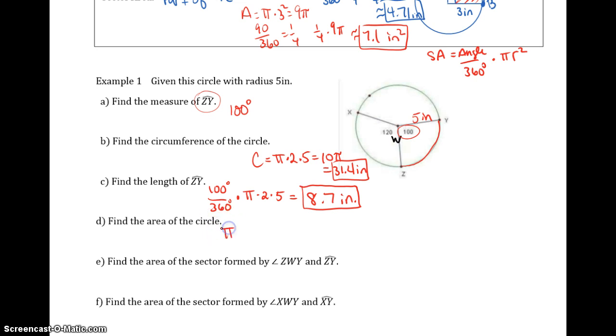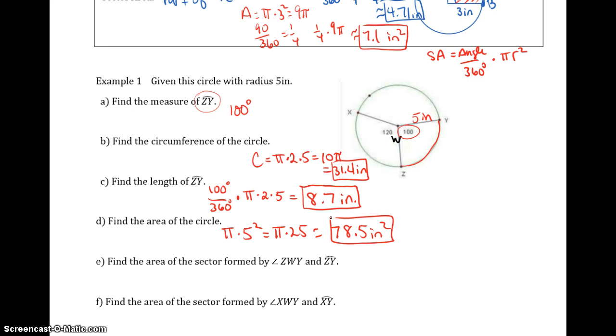The area would be pi r squared, so pi times 5 squared. In other words, pi times 25. And that'll be about 78.5. And again, area, so inches squared.